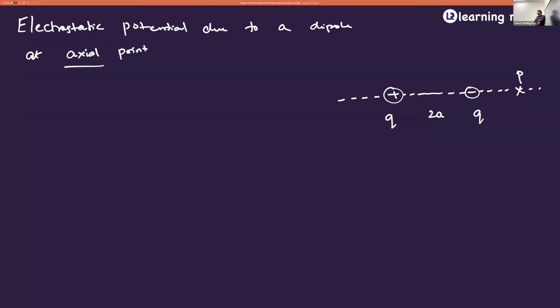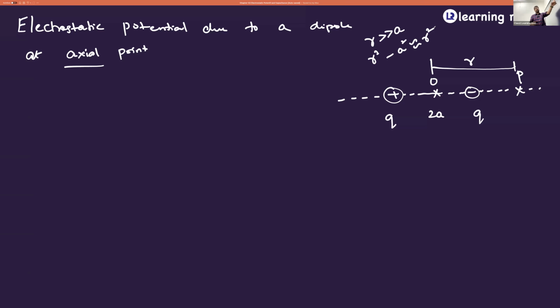We know that whenever you calculate any parameter like electric field or electrostatic potential, the distance is always measured from the center of the dipole, right? So if I take the center to be O, from the center of the dipole to this point P, I will take this distance to be R, such that the same approximation we saw in the previous chapter is applicable. R is very much greater than A, and R square minus A square is approximated to R square, right? This is what we are going to use.